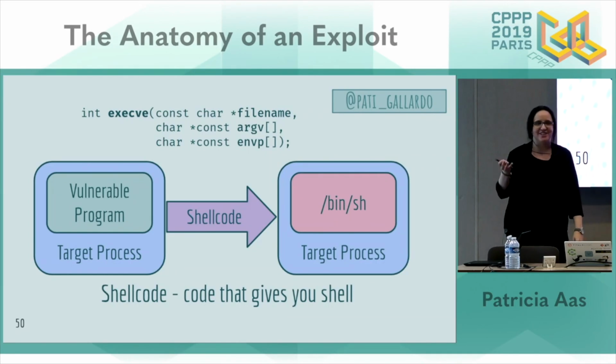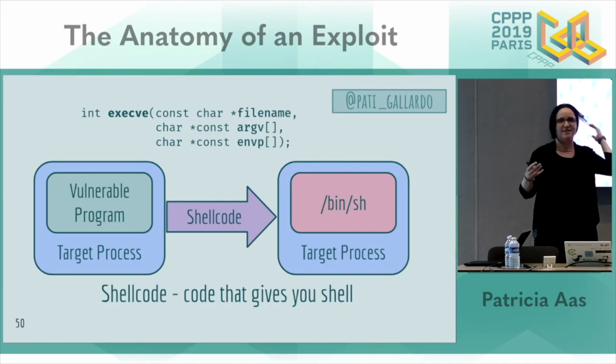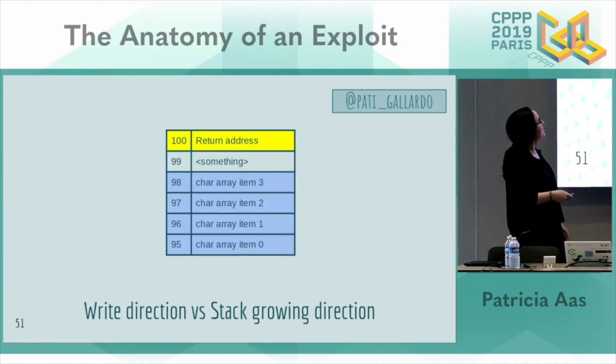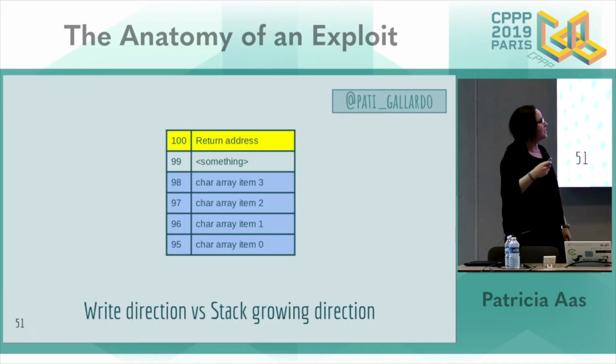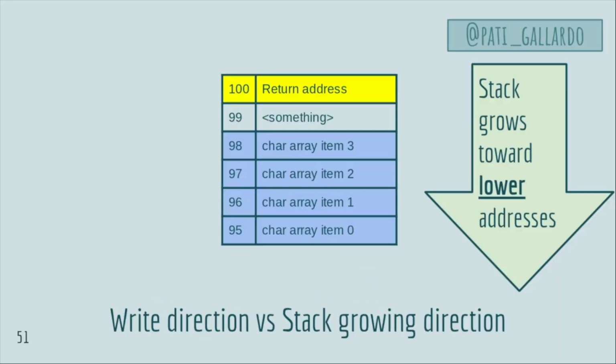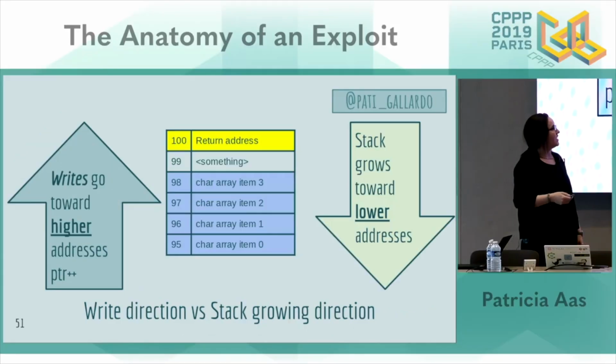The reason it's called shellcode is because it traditionally gives you a shell. That means there's some kind of pound sign. Basically, it gives you a shell prompt. But back to the stack again. The stack grows to lower addresses. The writes go to higher addresses.